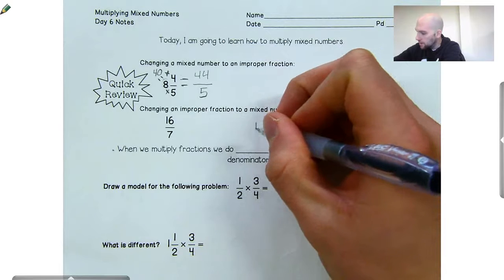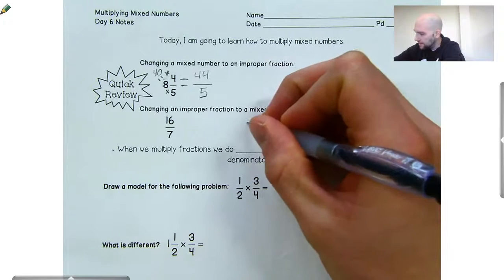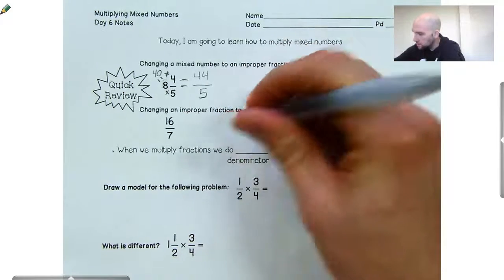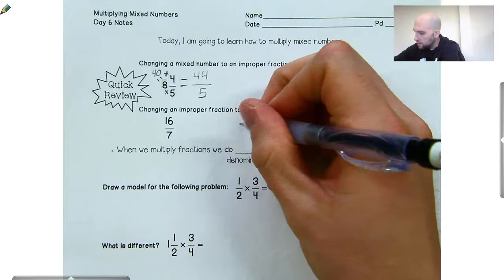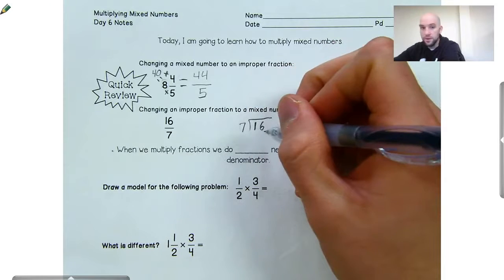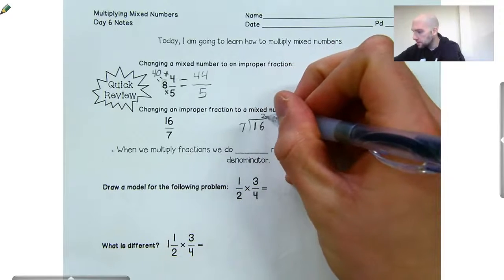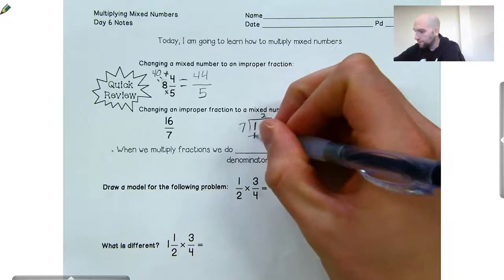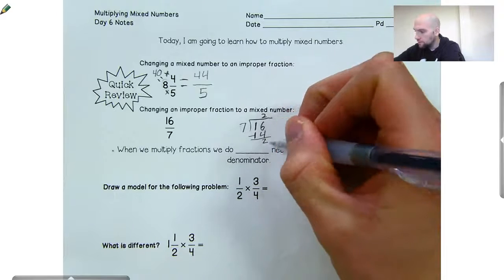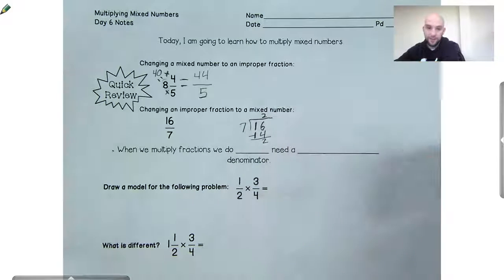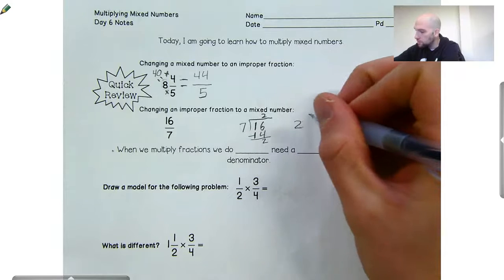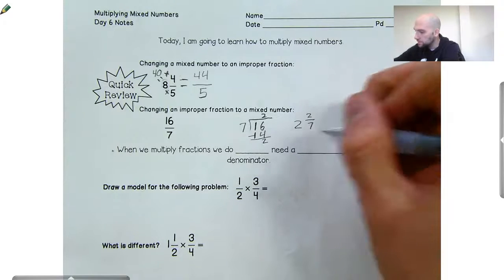So if I want to divide 16 by 7, I just do this. 16 by 7. 7 can't go into 1, but it can go into 16. It goes in there twice. So I know my first number is going to be 2. I subtract 14, and I have 2 left over. I'm going to leave that as a fraction, so I'll make that 2/7. So it's going to end up being 2 and 2/7.